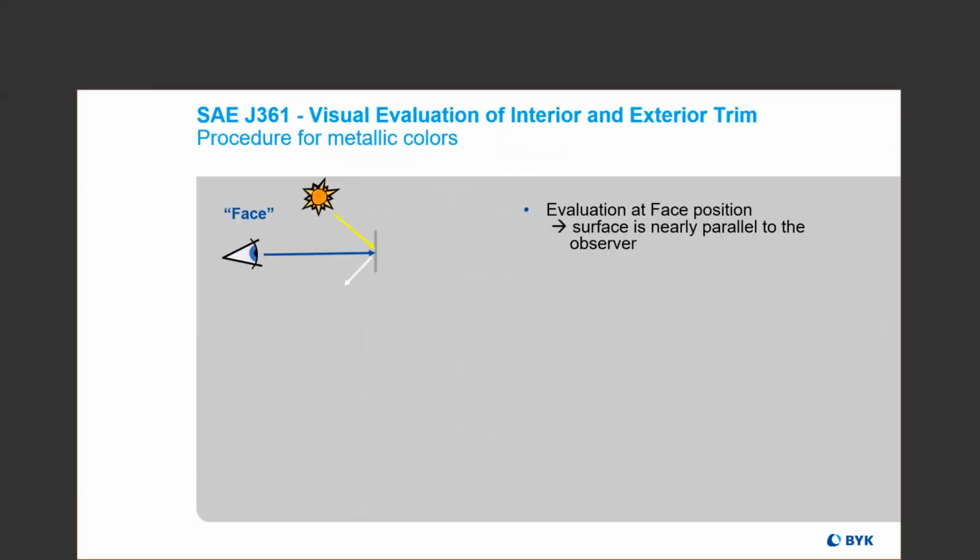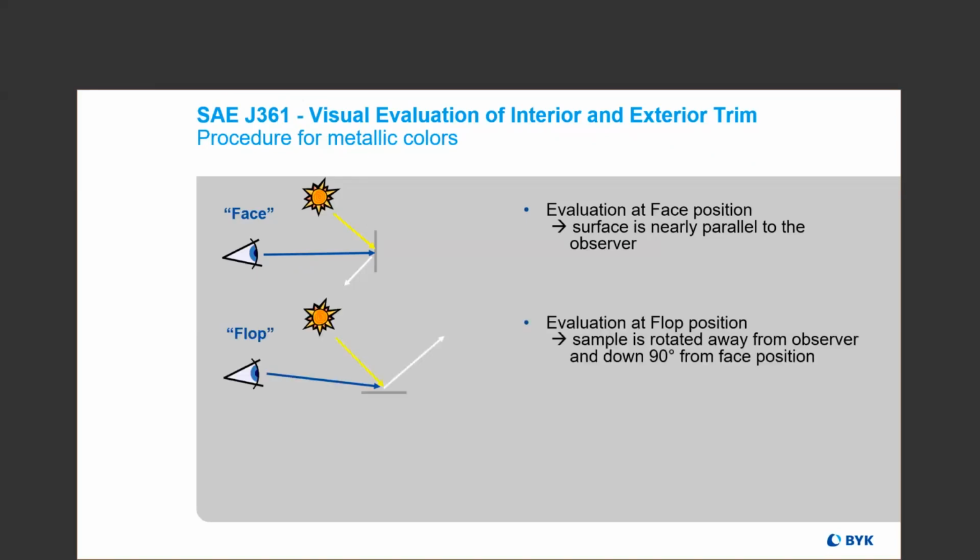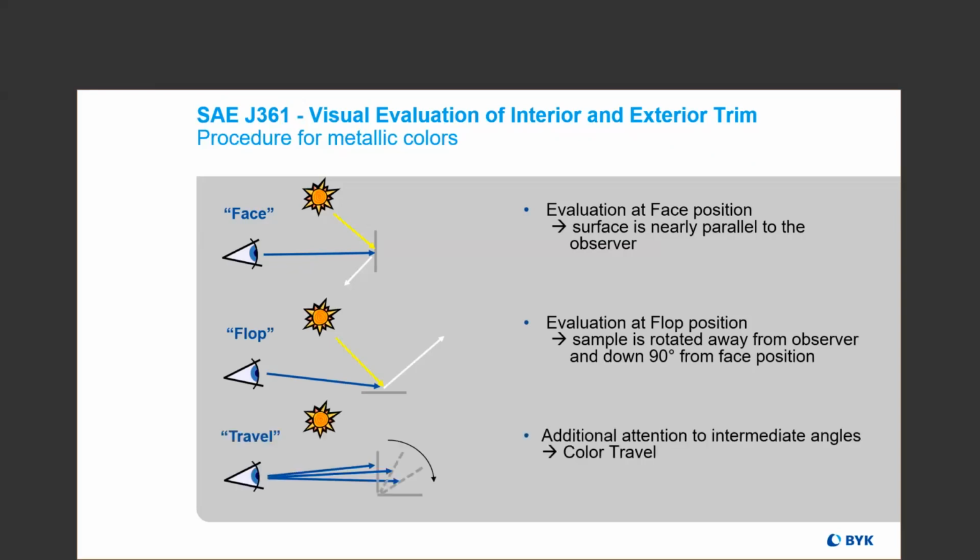When viewing surfaces with effect pigments, there are several different ways we look at these surfaces to see different things. One position is called the face position, where the surface being viewed is pretty much parallel to the observer, or you can say perpendicular to the observer's line of sight, as you see here. Then we have the flop position, where the sample is rotated so that you're viewing it at a very shallow angle. And then we also want to view the travel, which is how much the color is changing as we change viewing angle. For this, you rotate through different intermediate angles.